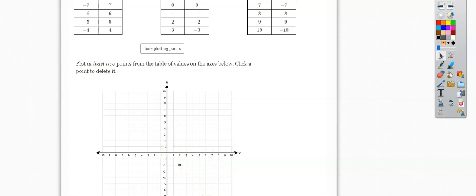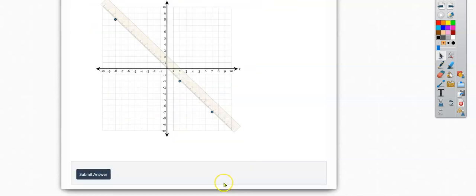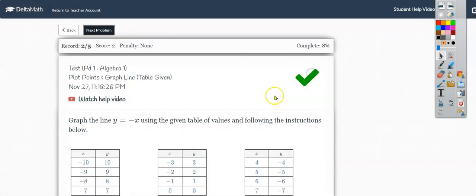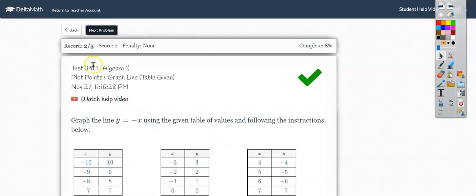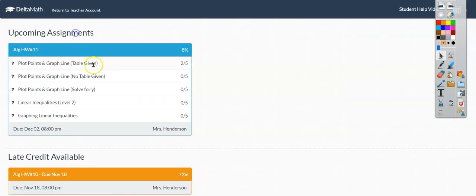7, -7. And -8, +8. And now when I'm done, yep, now that's how my line should line up. So I'm going to go all the way from the edge of the graph down. That's my answer. I knew I had plotted a point wrong because they were not in a straight line. So make sure that you double check.